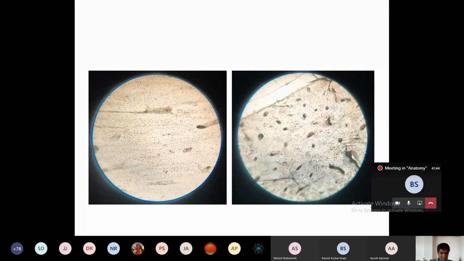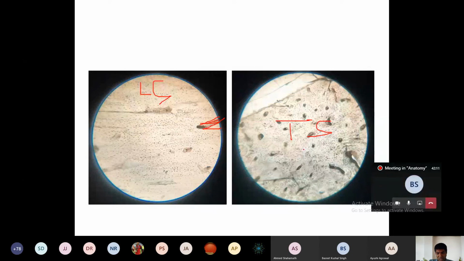Okay, this is the LS of the compact bone, and this one is the TS of the compact bone. This you have to identify. This is LS because here you can see the longitudinal canal. This canal is known as the Haversian canal, and these black dots are the lacunae consisting of the osteocytes. All these are the lacunae consisting of the osteocytes.